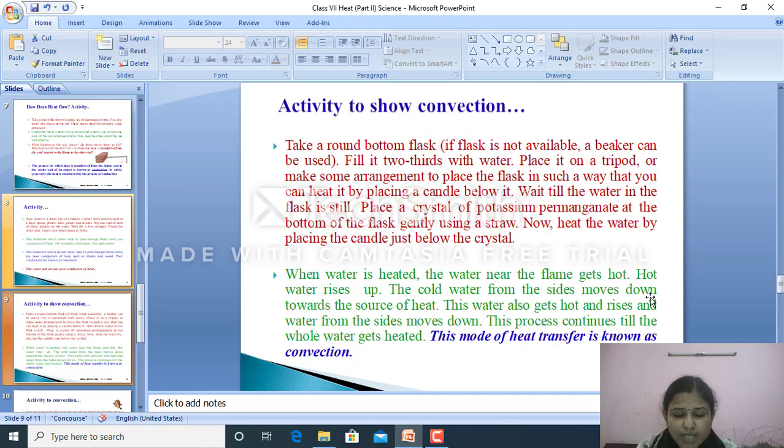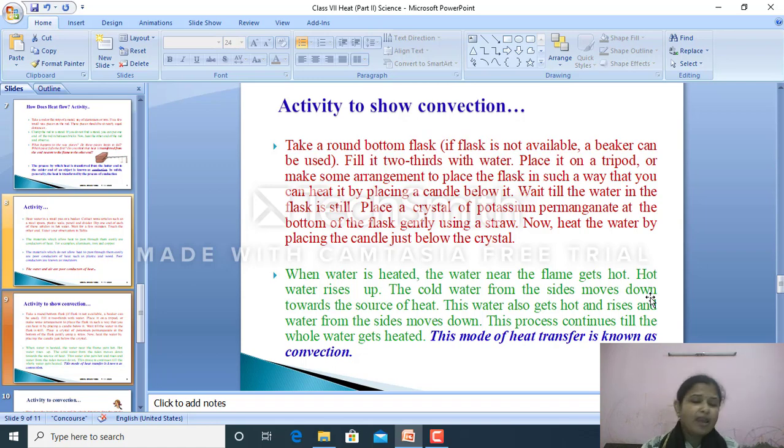Again water from the side comes down, again gets heated up, again it goes up. In this way the whole water that is present in the flask gets heated up, and this process is known as convection.